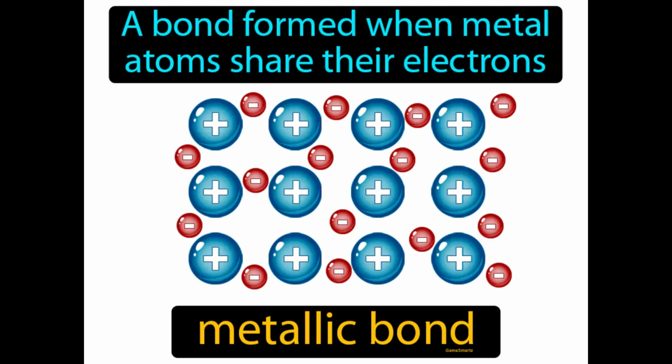A bond formed when metal atoms share electrons. Metallic bond. A metallic bond is when metal atoms pool their electrons, allowing them to move freely and create a strong, flexible connection.